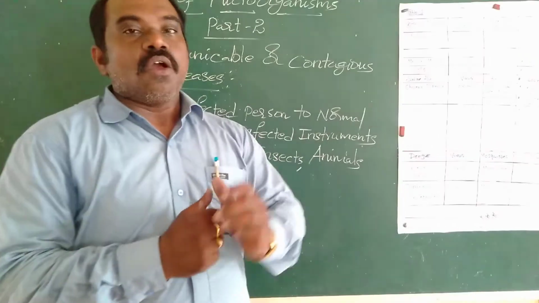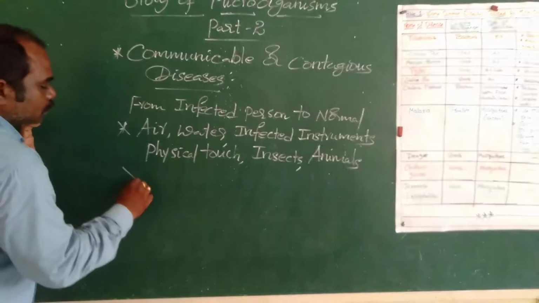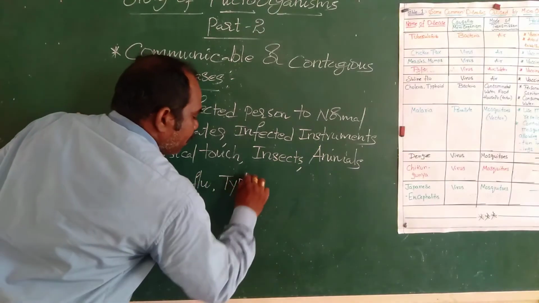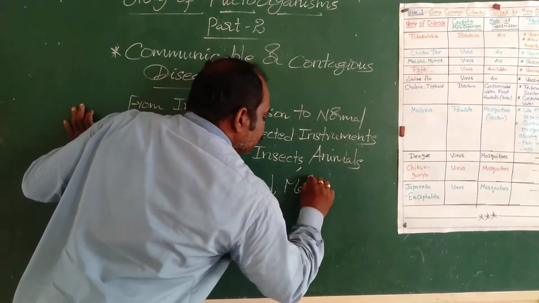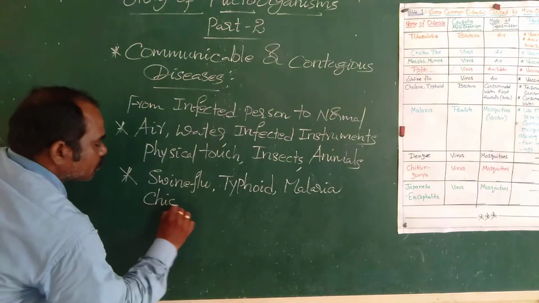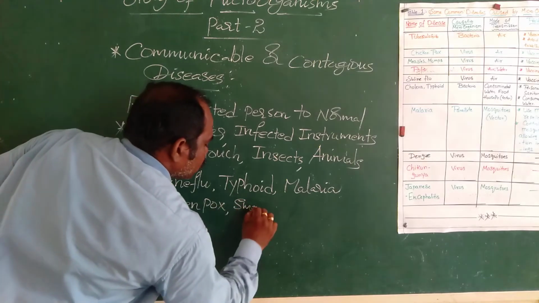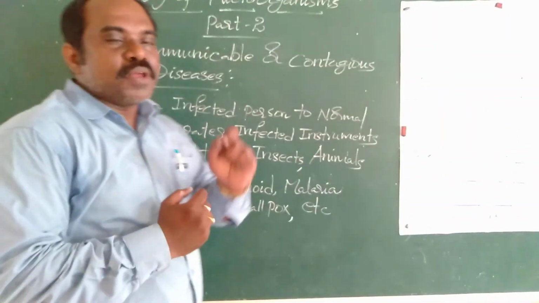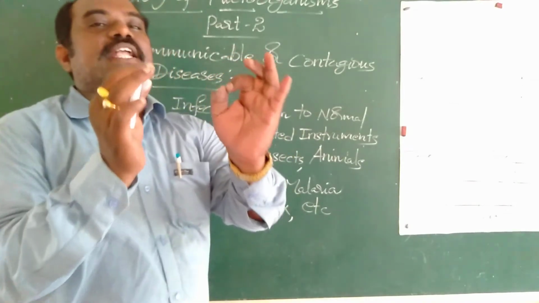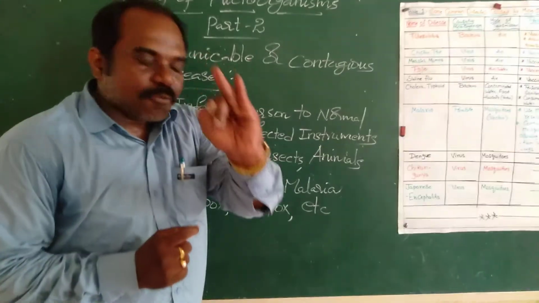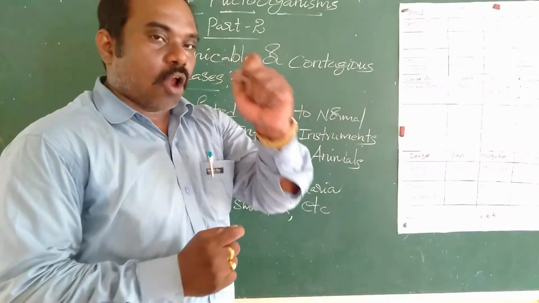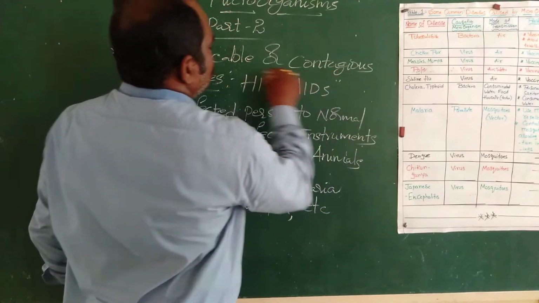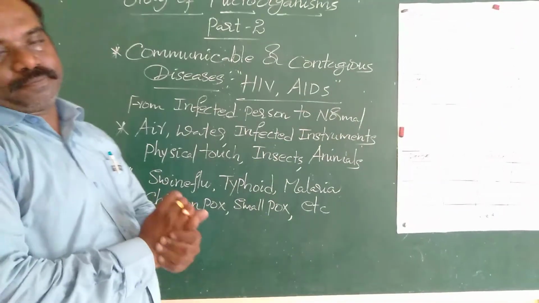What are the examples of communicable diseases? Swine flu, typhoid, malaria, chicken pox, smallpox, etc. These are the examples of communicable or contagious diseases. Swine flu, typhoid, malaria, chicken pox, smallpox, HIV, AIDS. This is also a communicable or contagious disease.